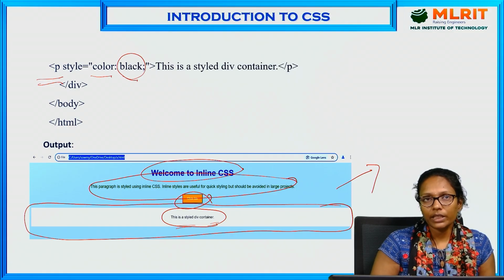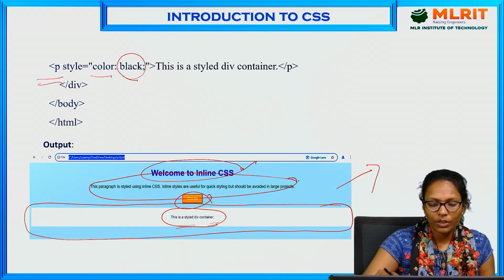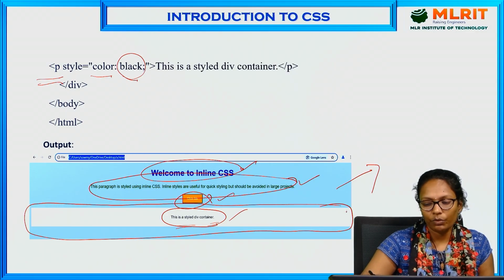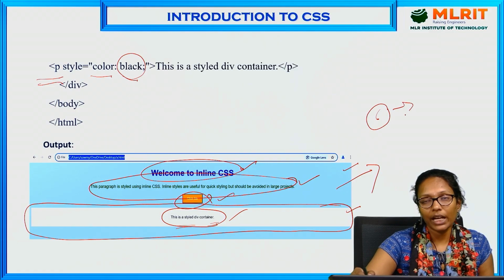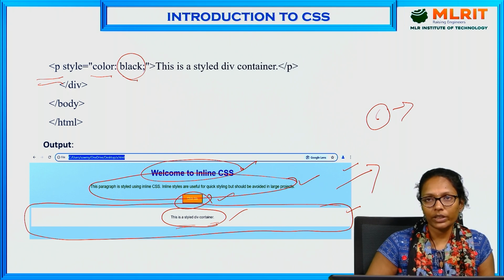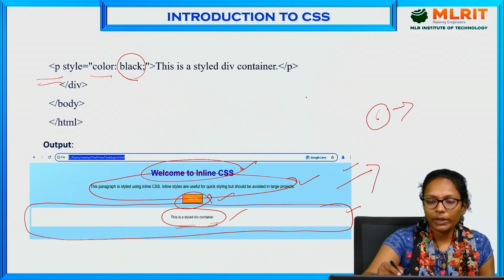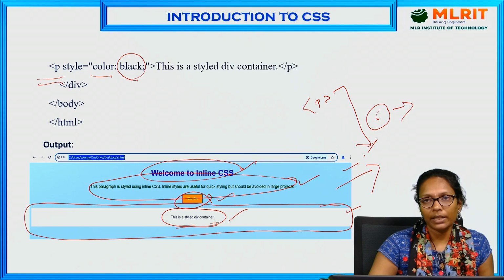But the problem with inline CSS, you can check. Here we are using different tags: 1, 2, 3, 4, and the 5th is division and the 6th is body. So totally 6 times we have mentioned different sets of styles. If you are using inline CSS, each and every time along with the tag, you need to mention the styles. You can't reuse that. Once I have written it for the P tag, I cannot use this again. Even if you are using another P tag, I cannot use the same styles there. Again, you need to write it. So that's the problem with inline CSS.